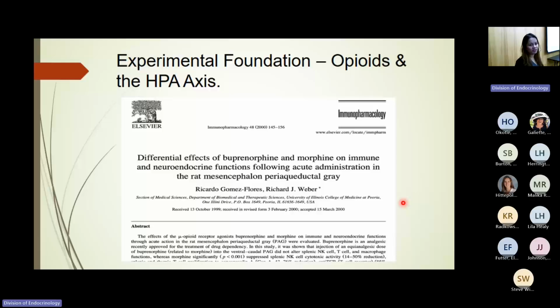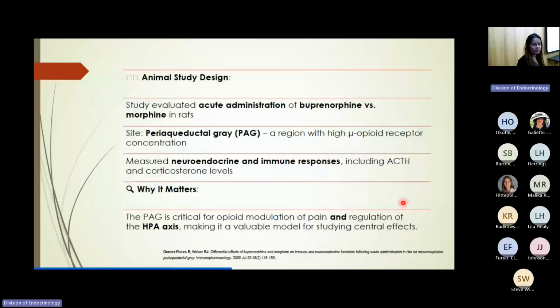How they received the buprenorphine and what the effects were on ACTH release or cortisol release. So again, it's an animal study design that evaluated acute administration of buprenorphine versus morphine in rats. They injected it at the periaqueductal gray area of the rat, the region with a high mu opioid receptor concentration. They measured the neuroendocrine and immune responses of the rats, including the ACTH and corticosterone levels. And why it matters is that the PAG is critical for opioid receptors, the modulation of pain and regulation of the HPA axis, making it a valuable model if we want to connect those dots to our clinical scenarios in human patients.